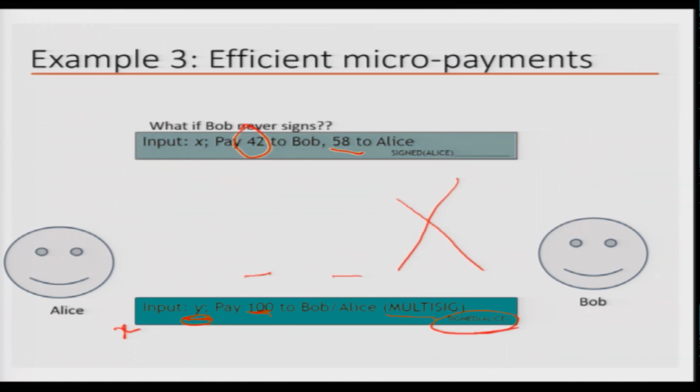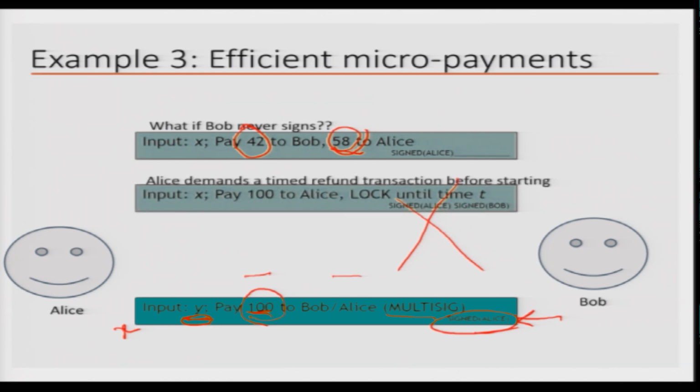Now, there is a possibility that Bob never signs this transaction. What that means is that Alice will lose this 58 also. She paid 100 before, and now she has this 58. This one was actually put into the blockchain, but it was not signed by Bob, so Alice has a possibility of losing the 58. Therefore, there is a thing called a timed refund transaction.